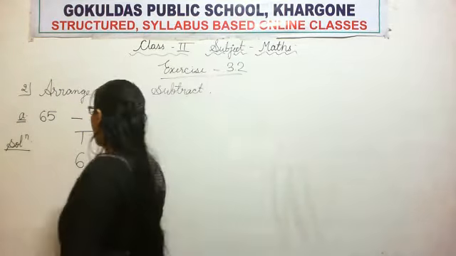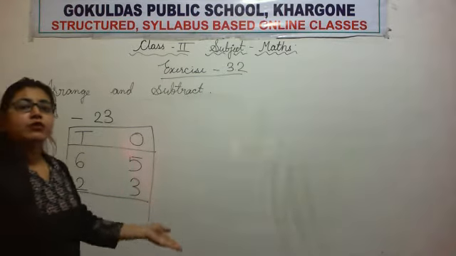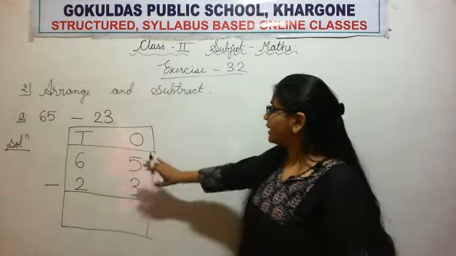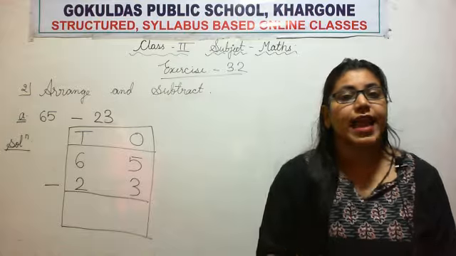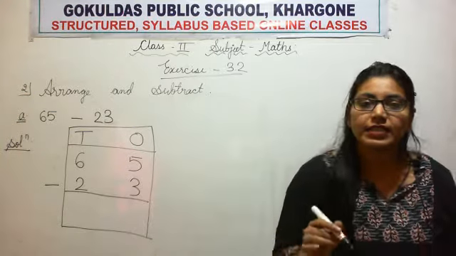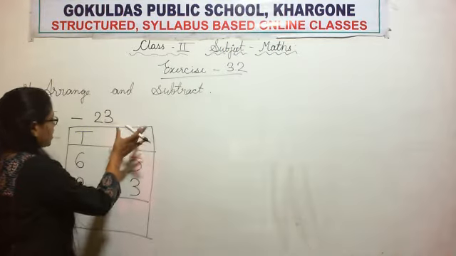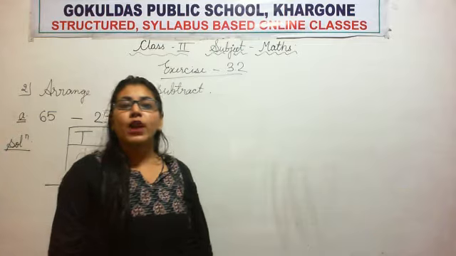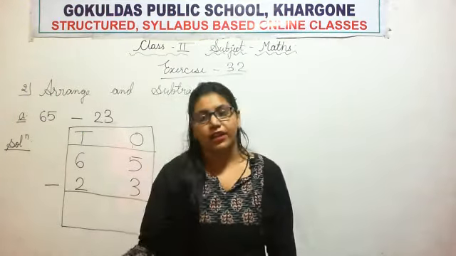Now make the table with the help of a scale or ruler. This is how you have to make the table. Now we will subtract. How do we do subtraction? We subtract ones from ones and tens from tens. We always start from the rightmost position, and our rightmost position is ones. So we'll subtract ones from ones, then move towards the tens column and subtract tens from tens.